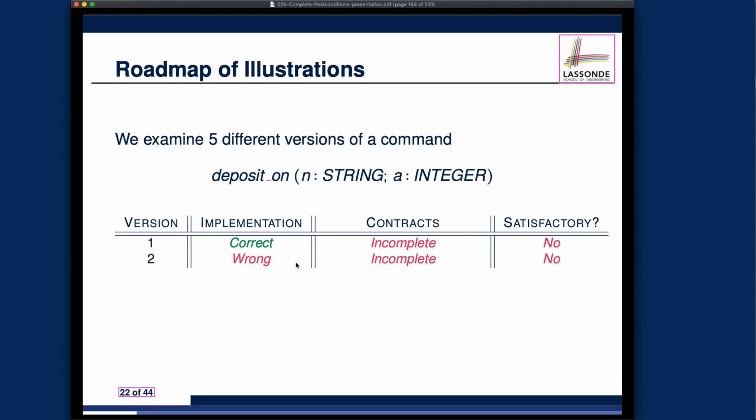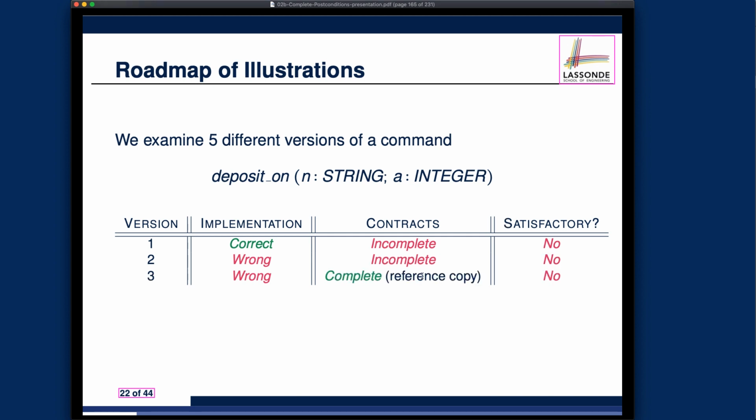Version number 2, in this case the implementation is actually wrong. Okay, when the implementation is wrong, we expect the postcondition to catch it. However, because of the incomplete contract, the incomplete postcondition will not catch that. So having something that's wrong but without any contract violation due to your postcondition being incomplete, that should be unsatisfactory. Okay, that's version number 2.